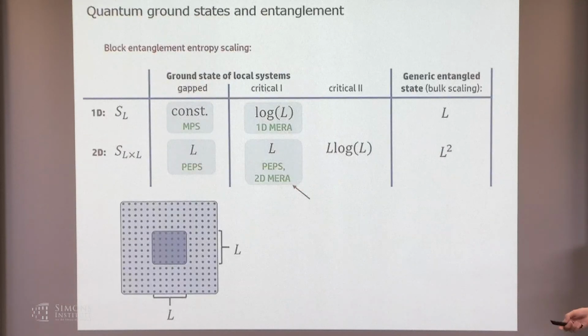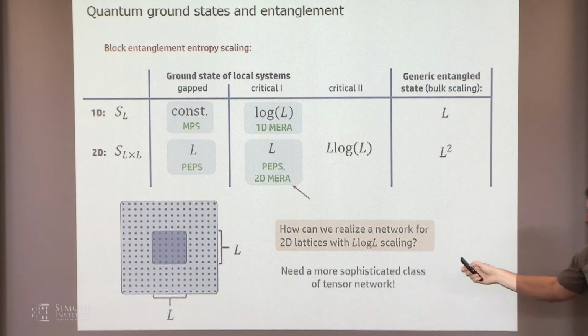Okay, so we have this very interesting behavior where this 2D version of MERA reproduces only the strict boundary law, not the logarithmic correction. So this was an open question for some time. Can we reproduce this logarithmic correction to the area law efficiently with some structure that we can still manipulate efficiently?